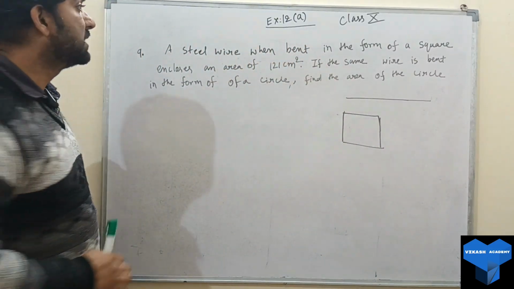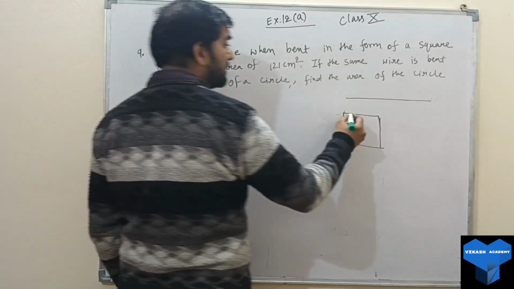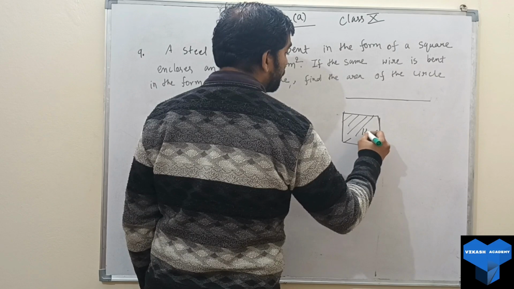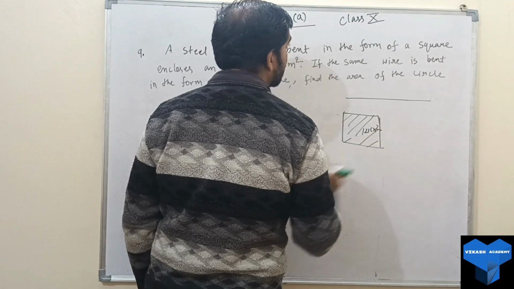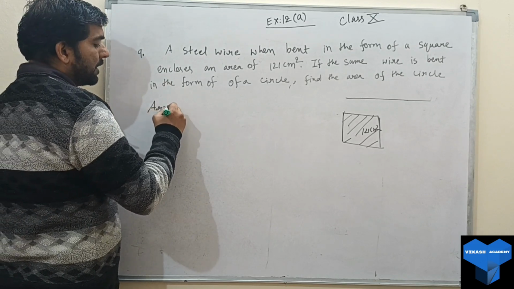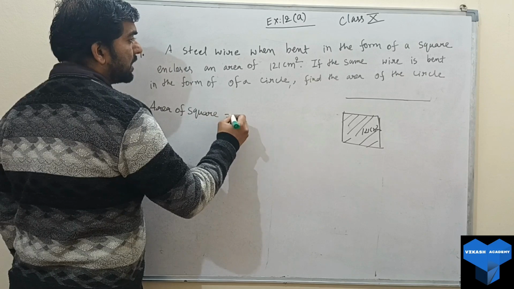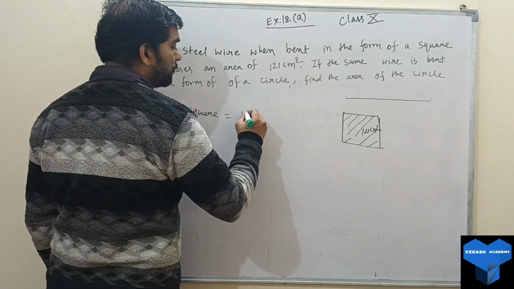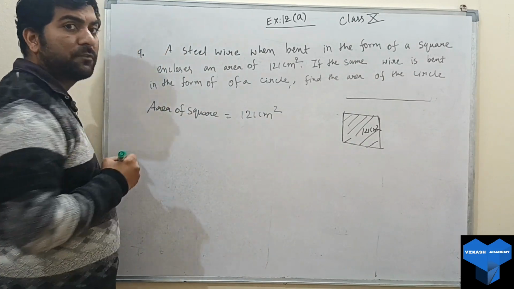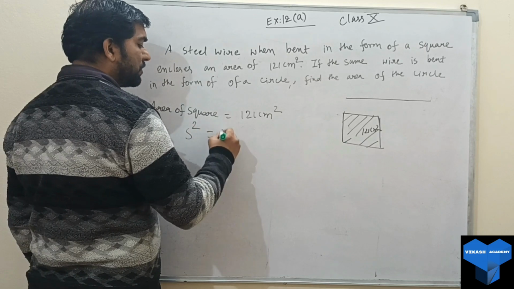Now this wire when it is bent has an area. How much is given? This is given 121 centimeter square. So I will write area of a square, it is 121 centimeter square. So area of a square, we know the formula. You can write side into side or side square. So I write side square is equal to 121.